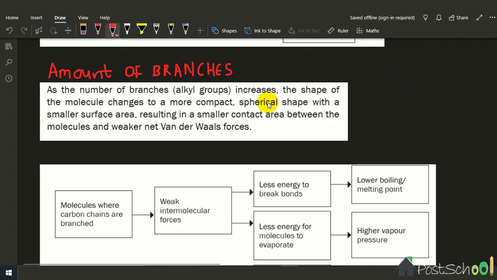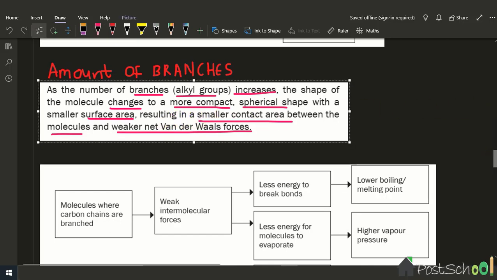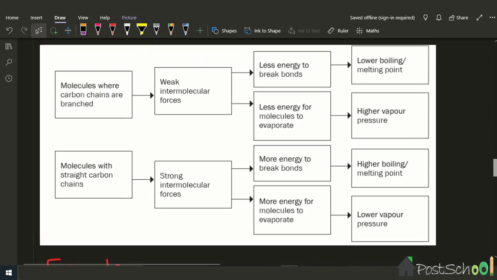So ama branch la anama substituents. As the number of branches increases, ama alkyl groups go methyl, ethyl, propyl, etc. The shape of the molecular compound changes to more compact spherical shape with a smaller surface area. So as kuba nama branches amaningi could decrease the surface area, resulting in smaller contact area between the molecules and weak net van der Waals forces. So iyabonakala nje le into, hence ke lapho results to weak intermolecular forces or van der Waals forces.